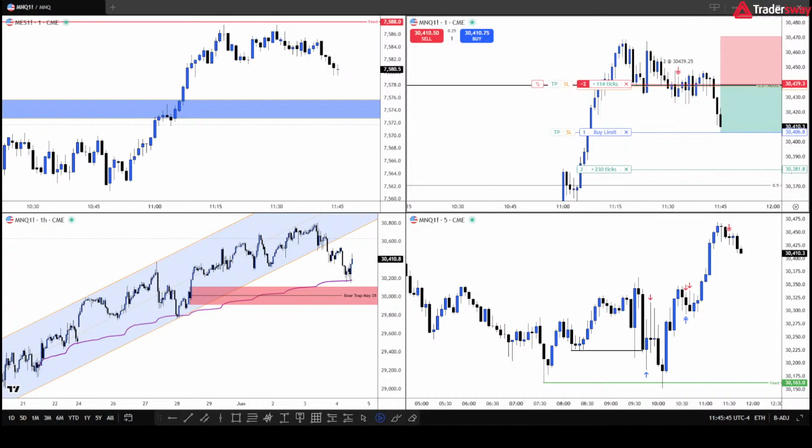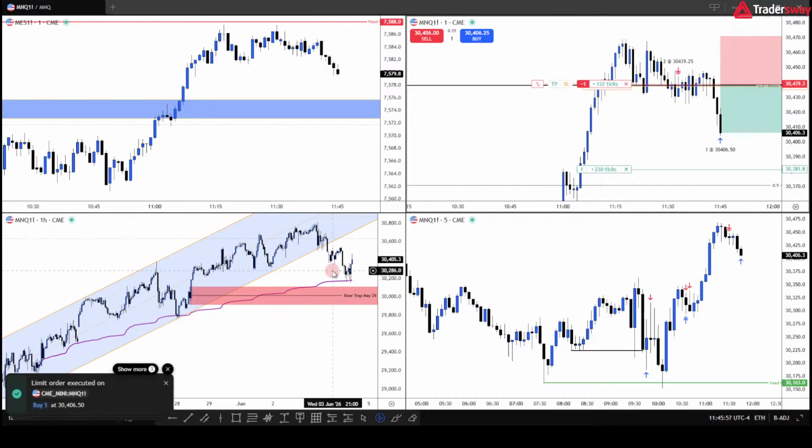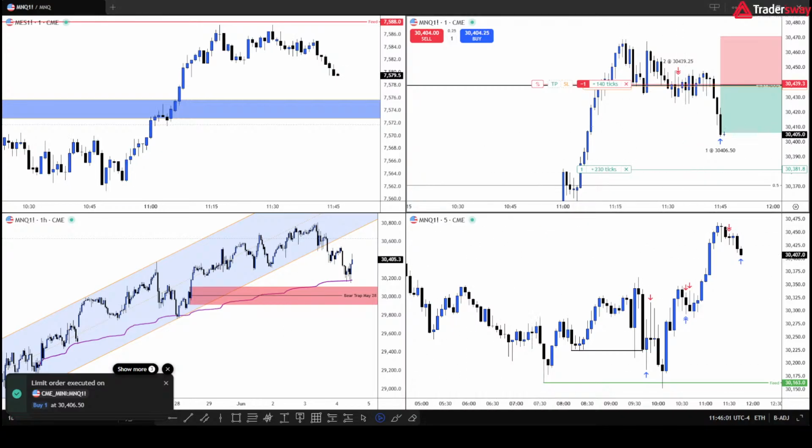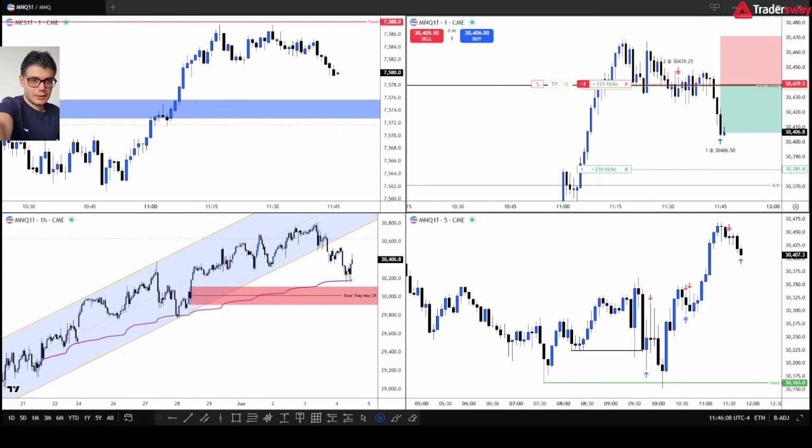What's wrong with my camera? All right, one-to-one is done. That's good. Okay, I guess my camera is fixed now. Just a little bit of adjustment. There we go.